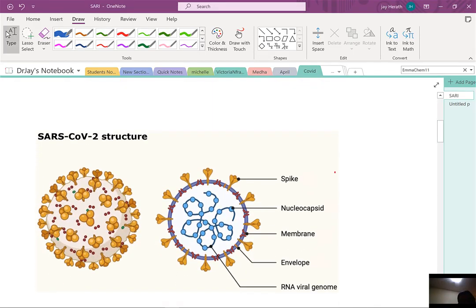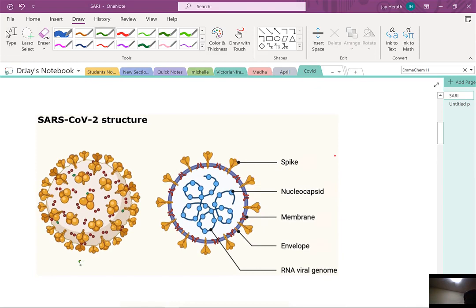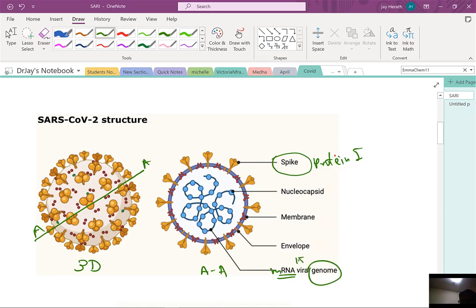Here you have a 3D COVID-19 coronavirus. If you take a cross section A to A, it should look like this. Again, you can see the spike protein, which is our target 1. And this is the other one, target 2, which is the mRNA. You don't need the whole genome, you need only 15 units of it, and that's good enough to make a good vaccine.